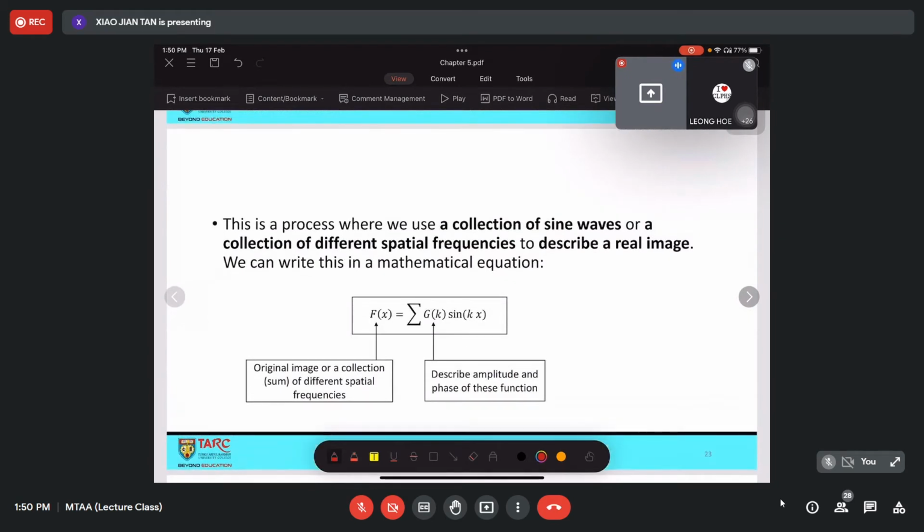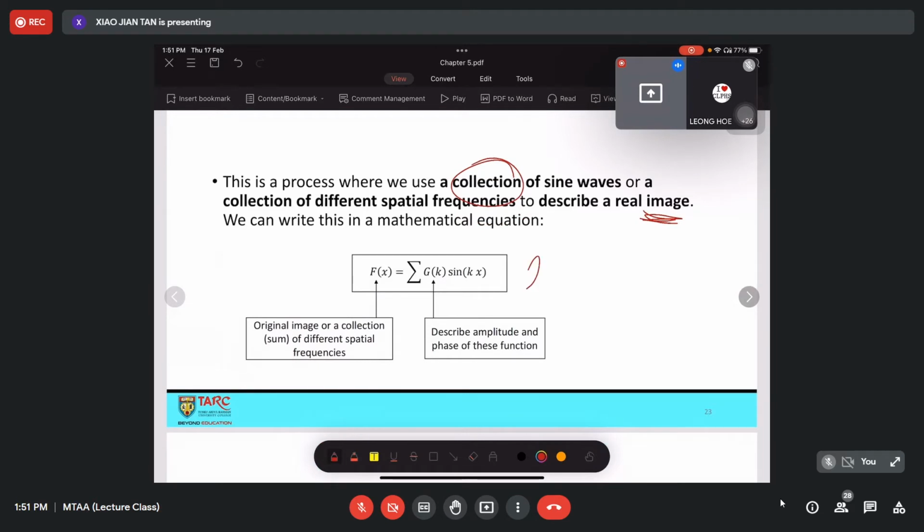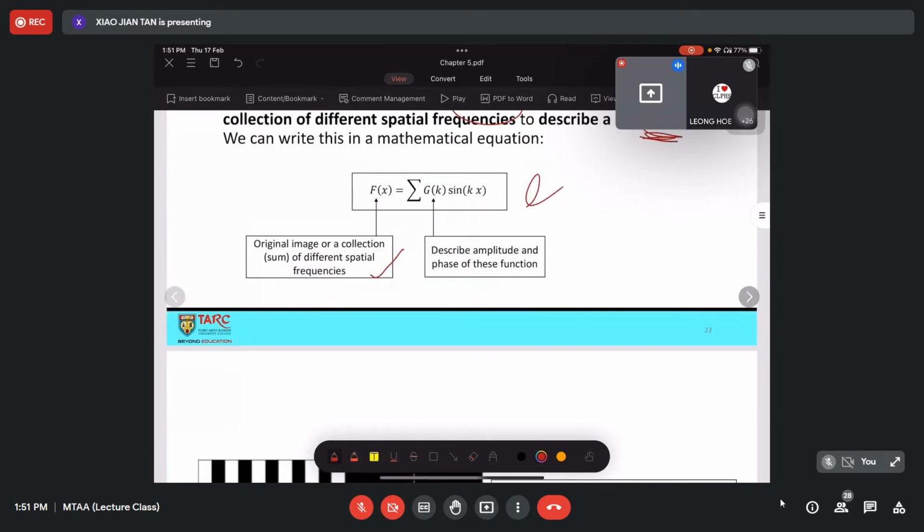So this is a process where we use a collection. We use the word collection because we need to use a lot of different sine waves summed together to approximate the original image, or a collection of different spatial frequencies to describe a real image. We can actually write the mathematical equation like this. Okay, so fx is the original, a collection sum of different spatial frequencies, and gk describes the amplitude and phase of this function. So sine would be the sine wave. This one is one set.